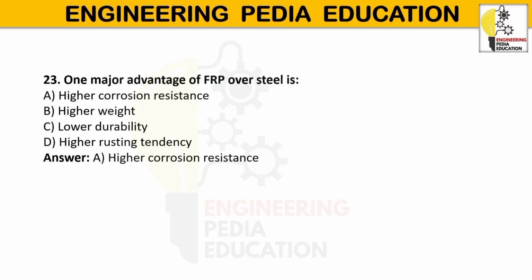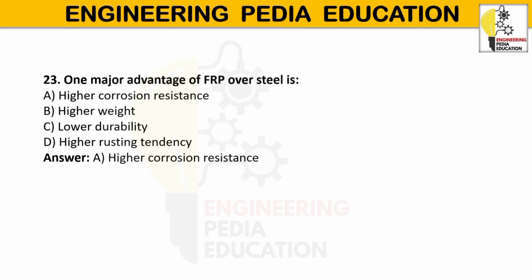As discussed, steel is preferred for many conventional structural applications because of its stiffness and ductility, while FRP is preferred in corrosive environments where lightweight, durable reinforcement is needed.